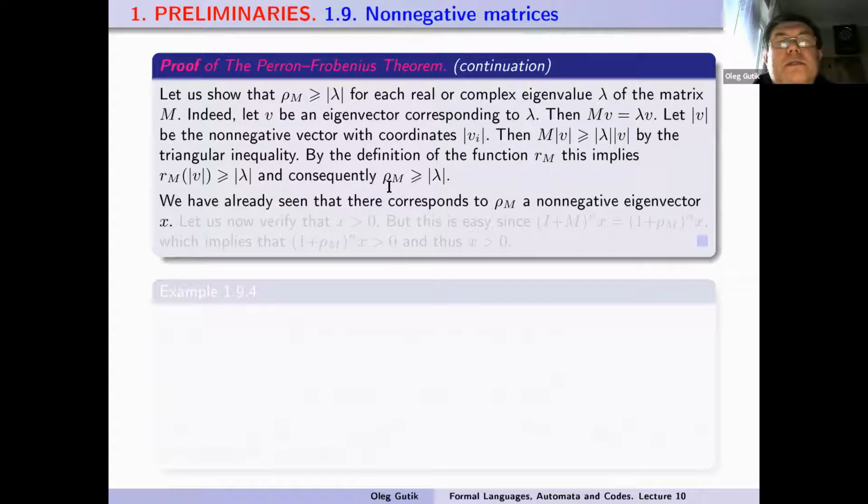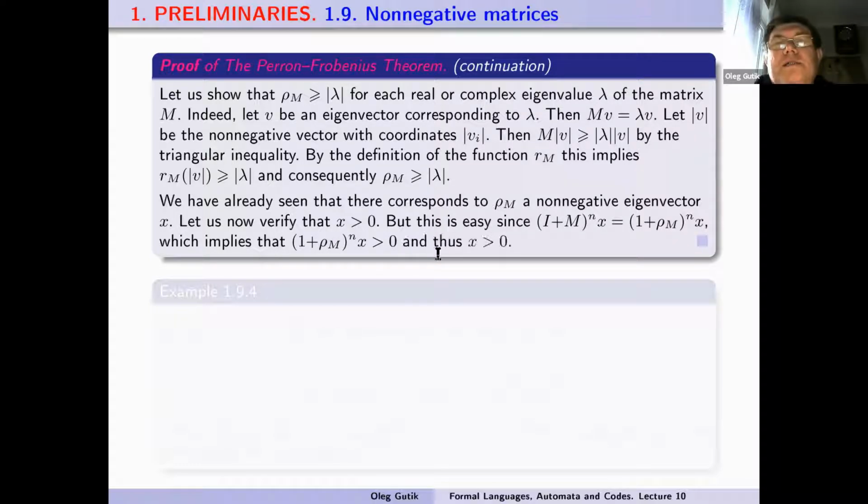We have already seen that there corresponds to rho M a non-negative eigenvector x. Let us now verify that x is greater than 0. But this is easy because (I plus M)^n x is equal to (1 plus rho M)^n x, which implies that (1 plus rho M)^n x is greater than 0.